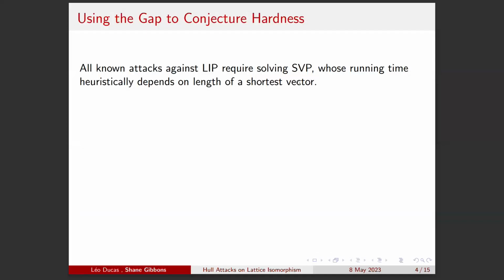Yeah, and so if you want to use lattice isomorphism for cryptography, then you of course need some idea of the hardness of these problems. So all known attacks against LIP, specifically delta LIP, require solving the shortest vector problem, SVP. And the running time for this heuristically depends on the length of the shortest vector, really the relative length of the shortest vector. And so what this means is if you have an exceptionally short vector in your lattice, then you expect it to be easier to find this short vector.